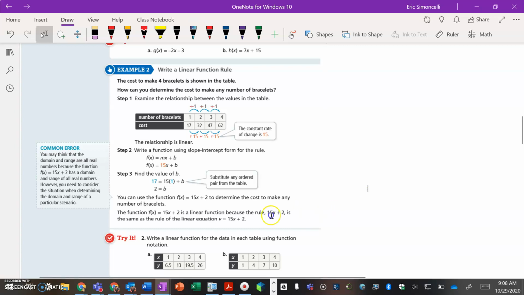The function f of x equals 15x plus 2 is a linear function because the rule 15x plus 2 is the same as the rule of the linear equation. Like I said earlier, y equals 15x plus 2. And of course, you can graph if you'd like to see how this is in fact a linear function. We're not going to be graphing, at least on that problem, but certainly later you'll need to know how to make those connections. Okay, example 3.